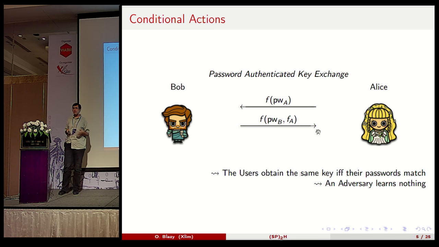and Bob is going to provide an answer using his password and possibly the first row. So once again, it's a conditional exchange. If both users sent the correct password, they're going to obtain a shared key at the end, and otherwise, they're not going to obtain the key. Nobody is going to learn which password was tried, neither someone outside the protocol nor the other user.